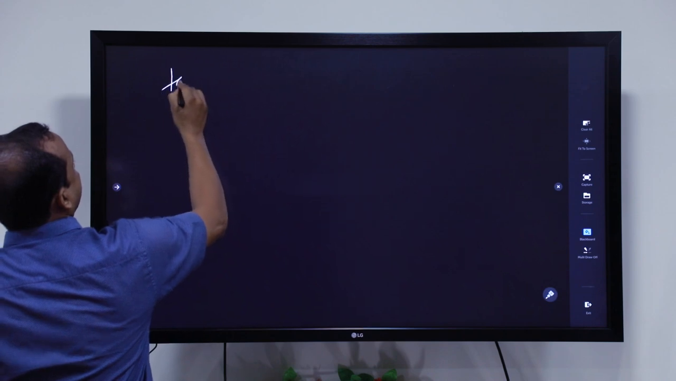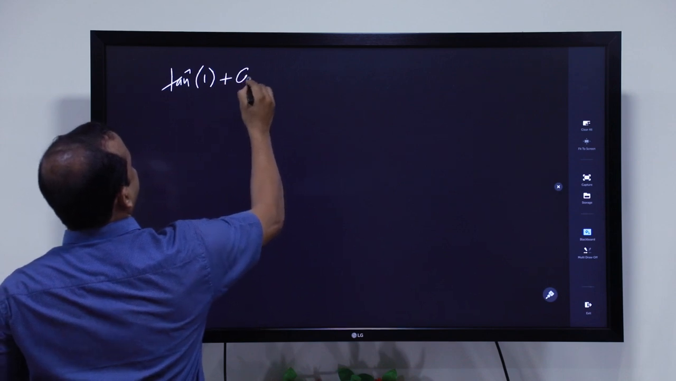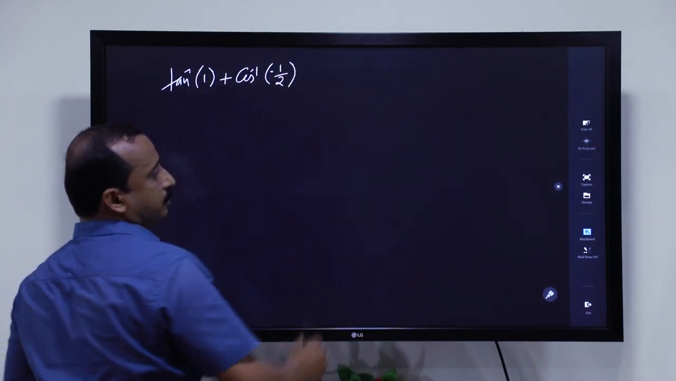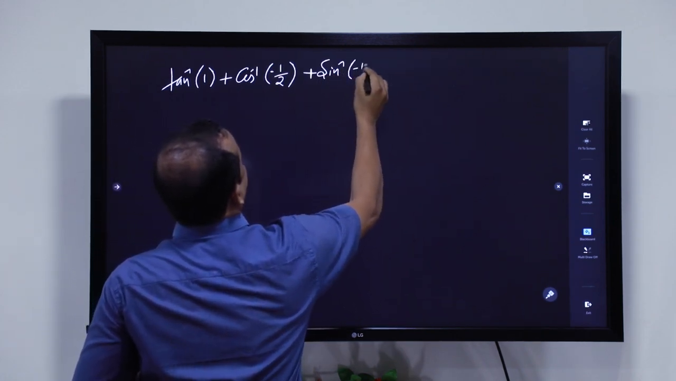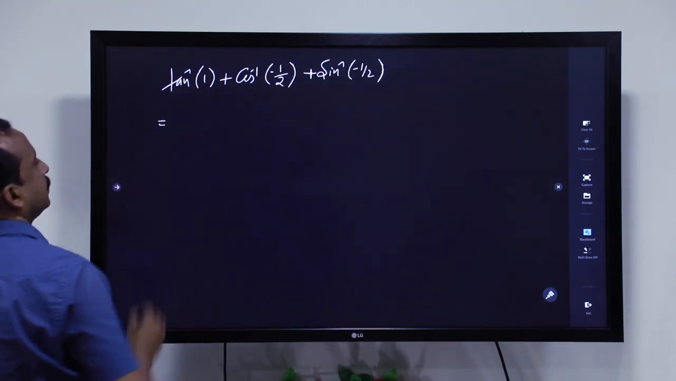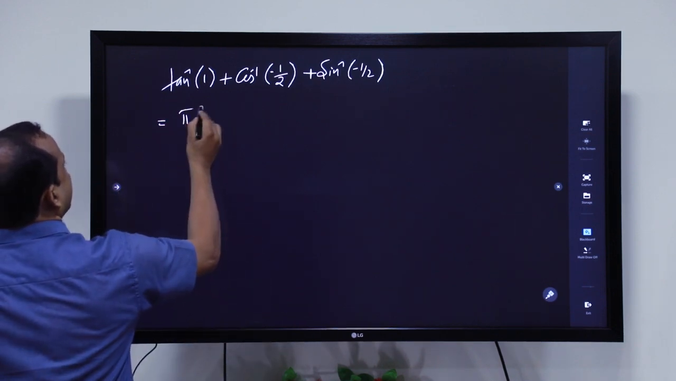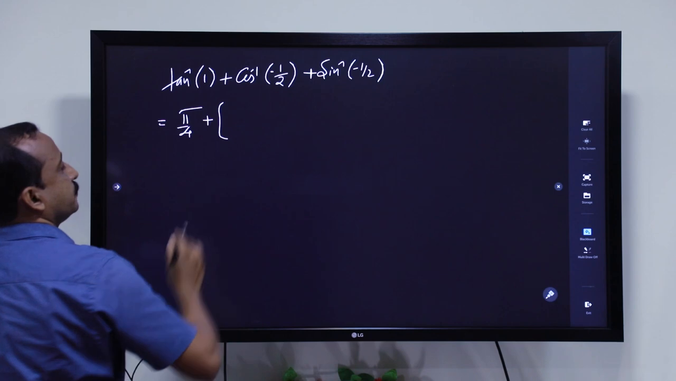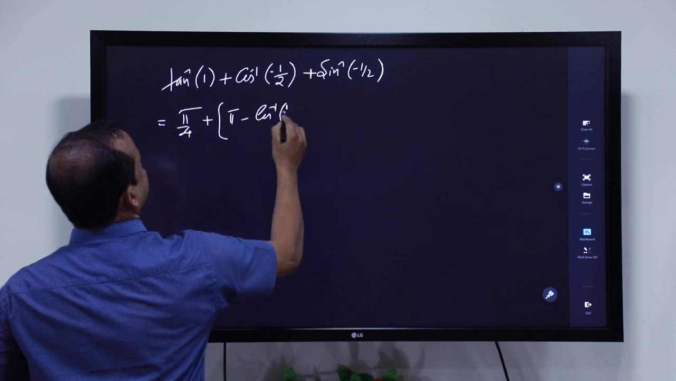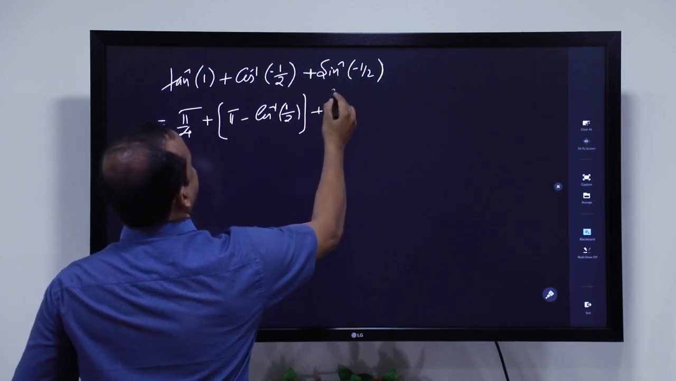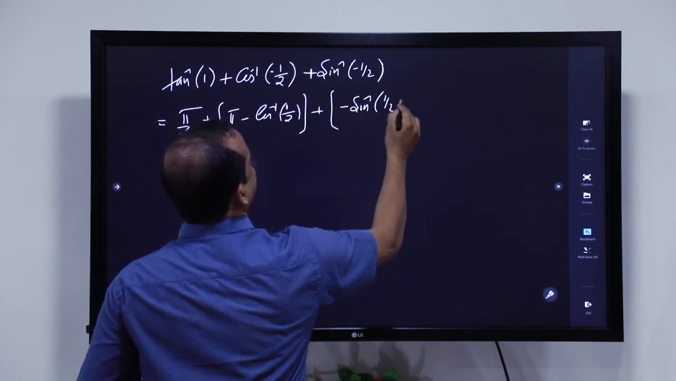Find the value of tan inverse 1 plus cos inverse minus 1 by 2 plus sin inverse minus 1 by 2. Okay, you already know tan inverse 1. Tan value 1 corresponds to the angle pi by 4. That is pi by 4. Here, the cos inverse minus x formula is pi minus cos inverse. That is pi minus cos inverse 1 by 2 plus, you already know sin inverse minus x corresponds to minus sin inverse. That is minus sin inverse 1 by 2.